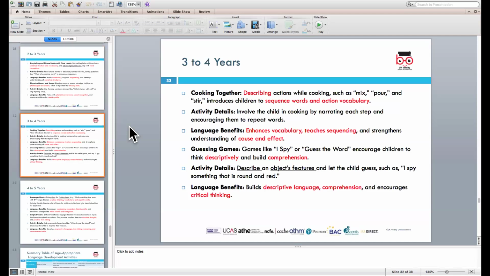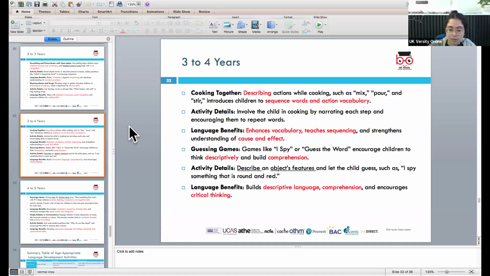So 3 to 4 years is when you'll be cooking together. You describe actions while cooking, such as mix, pour or stir, and this introduces children to sequence words and action vocabulary. You involve the child in cooking by narrating each step and encouraging them to repeat words. It would enhance vocabulary, teach sequencing and strengthen the understanding of cause and effect relationships.